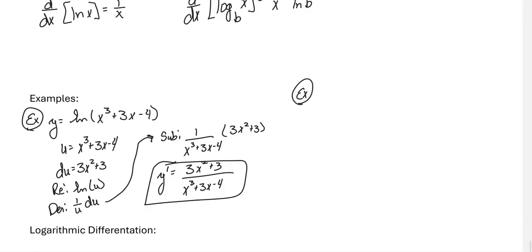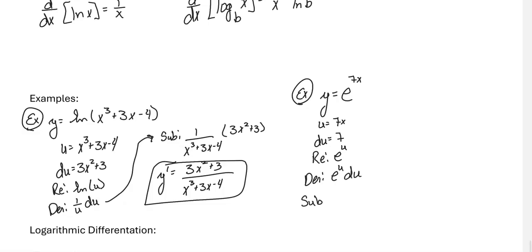Let's say we want to take the derivative of e to the 7x. u is going to be 7x. du is 7. So when we rewrite, this is e to the u, and the derivative of e to the u is e to the u times du. And when we substitute in, e to the 7x times 7. So we could say y prime equals 7e to the 7x.